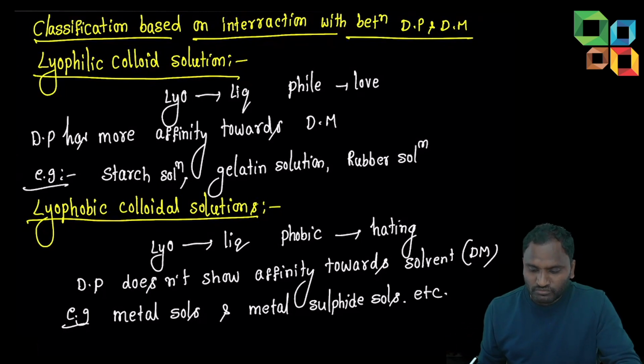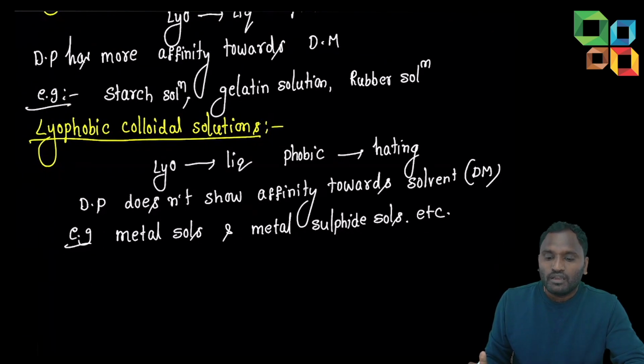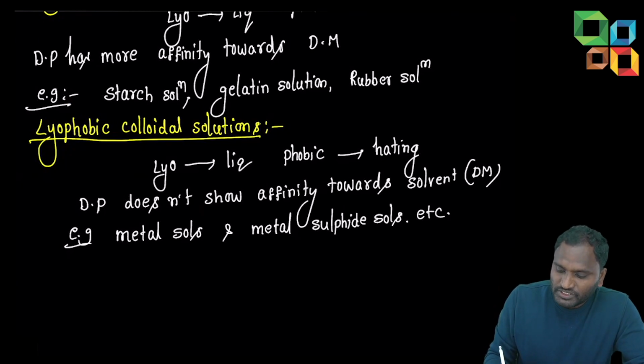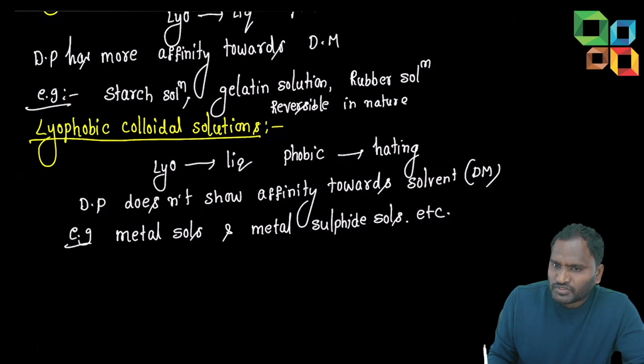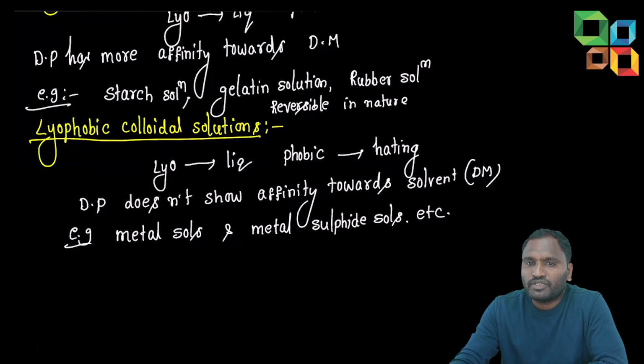Next, one more property, students. Lyophilic colloidal solutions are reversible. This is an important property I forgot. They are reversible in nature because they have affinity. Even if the solvent evaporates, they will again interact with the solvent, so the process is reversible.